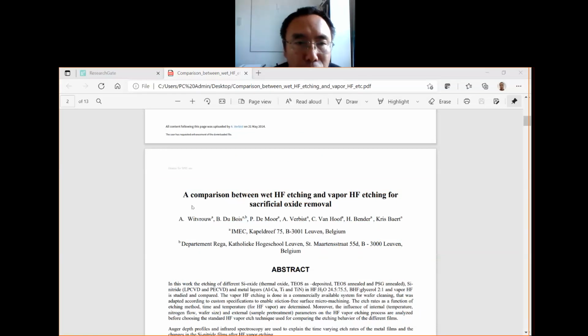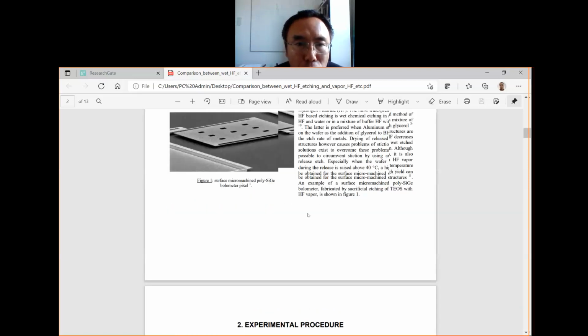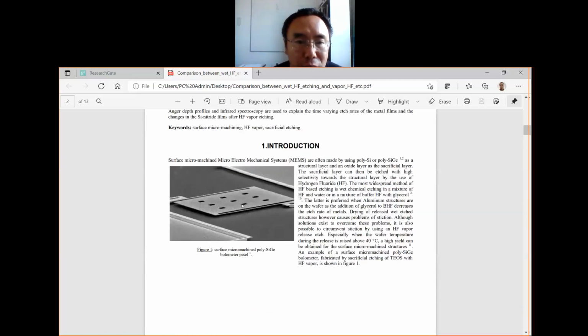So it is from this paper, a comparison between wet etching and vapor. So this is vapor HF etching for the silicon oxide. So what do we want to make? We want to make this kind of structures.